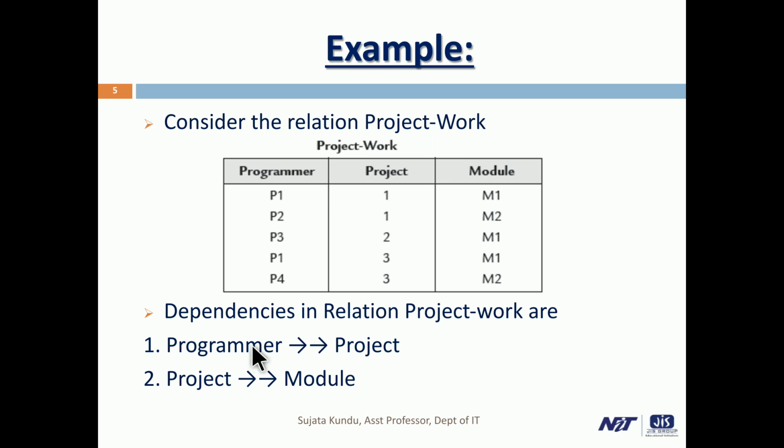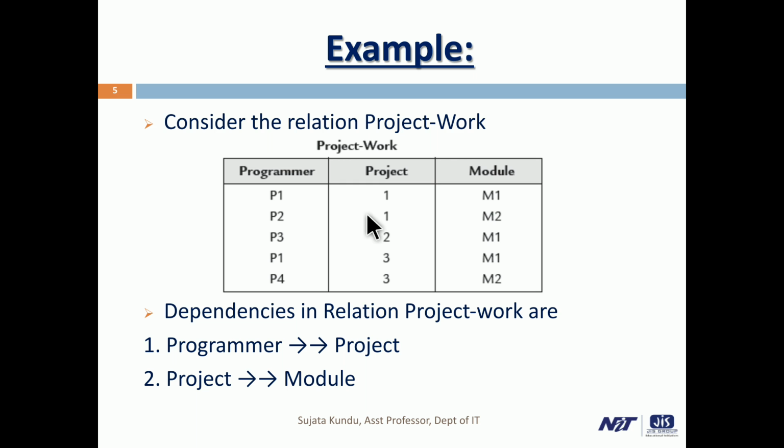Same, there is a multi-value dependency of project and programmer also, because one programmer can work on multiple projects. So for P1, a single programmer has participated in multiple projects, project 1 and project 3. This dependency is also a multi-value dependency, because a single value of programmer can determine more than one value of project. So these are the dependencies for this relation.